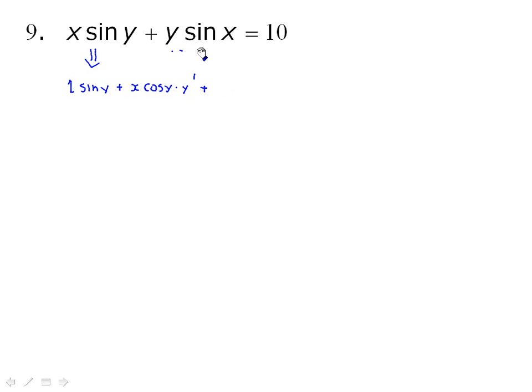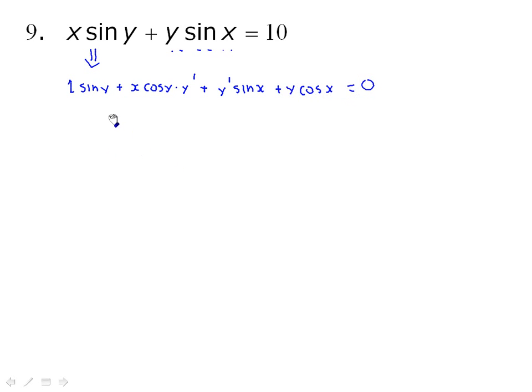Then when you differentiate that one, the derivative of y is y prime. The sine x stays as is. And then the second one, the y stays the way it is, and the derivative of sine x is cosine x. And then because the argument is just x, we don't have to do anything more. And that's equal to 0.